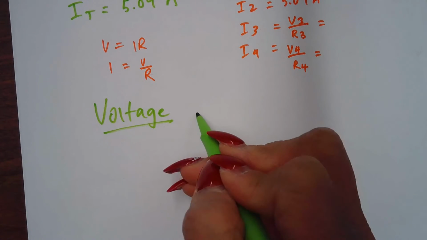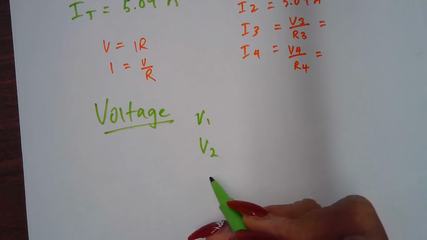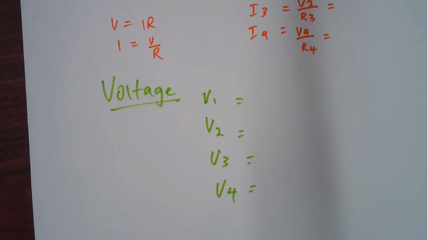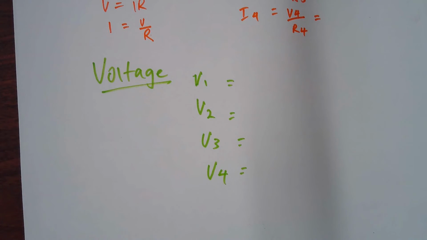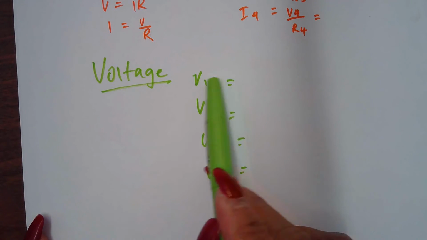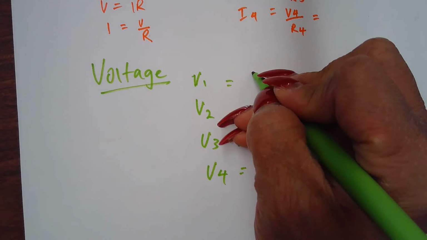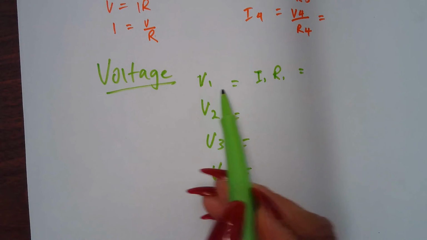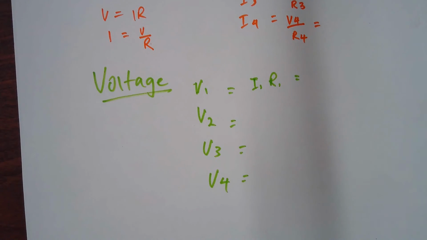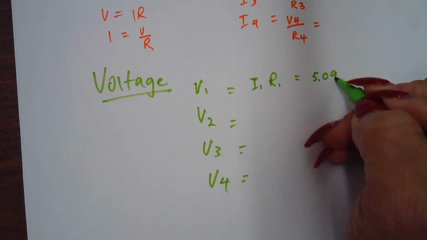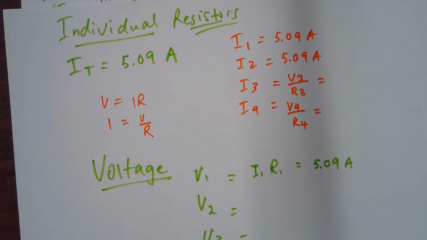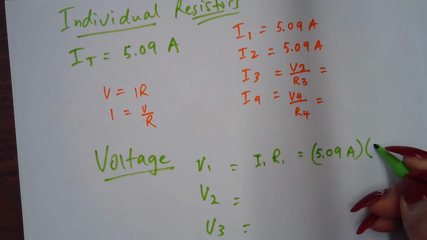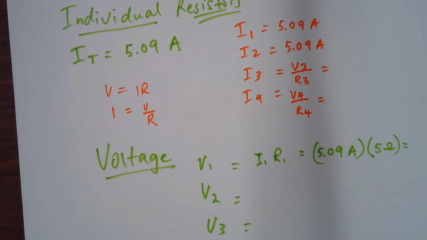Okay, so we're looking at V1, V2, V3, and V4. We now know the current, right? For I1, I2. How do we calculate the V? IR. Right? Can we now use Ohm's law to just calculate V1? Do we know I1? Yes, we do. It's 5.09. Remember? It's the same. We just figured that out. And what is the R? 5, isn't it? Now we know the volts.